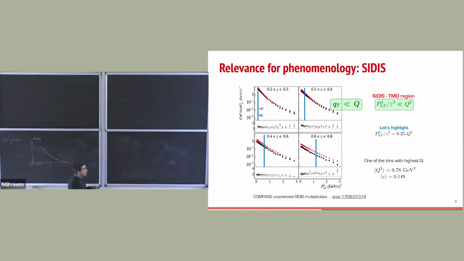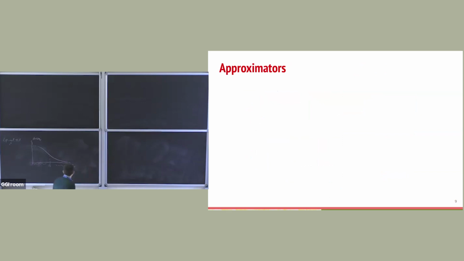Implementing these conditions in real life is difficult, partly because of the kinematics, and partly because the matching prescriptions are complicated. So this is just to tell you that in real life, understanding what is small and what is large can be complicated. Suppose we have our cross section here, and we want to understand from the theory point of view how to best describe the cross section at low transverse momentum, at large transverse momentum, and in the intermediate region.